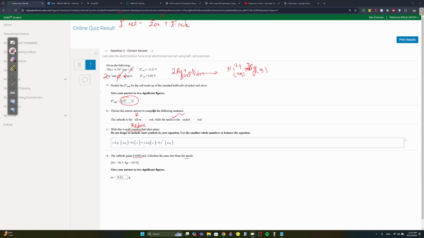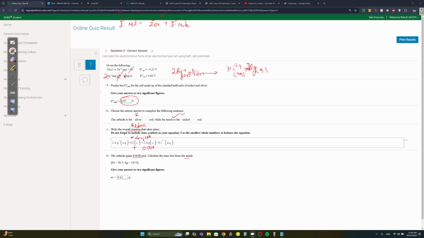The anode is going to be the nickel. This is my anode. The cathode is the silver. So this is my cathode. If I'm getting 0.004 here, am I going to lose also 0.004? Let's look at the reaction. Do they have the same coefficient? No, they don't. So I actually have to know.